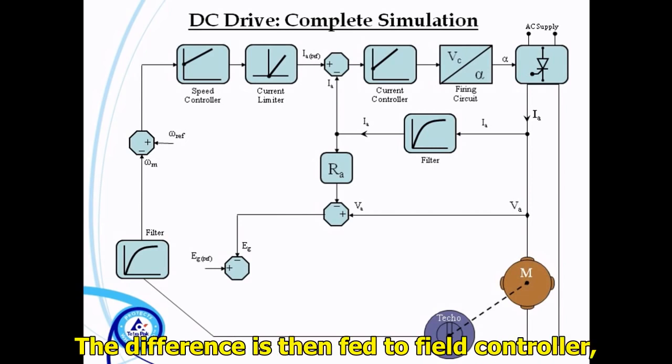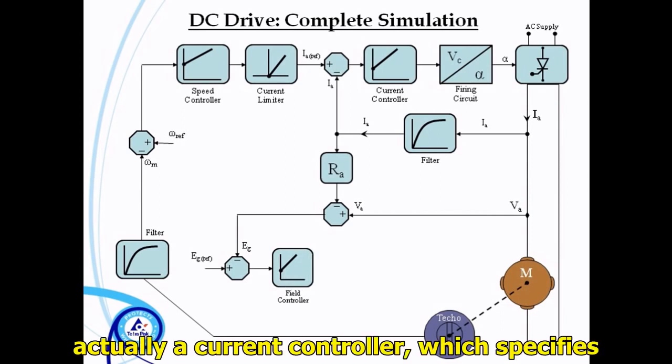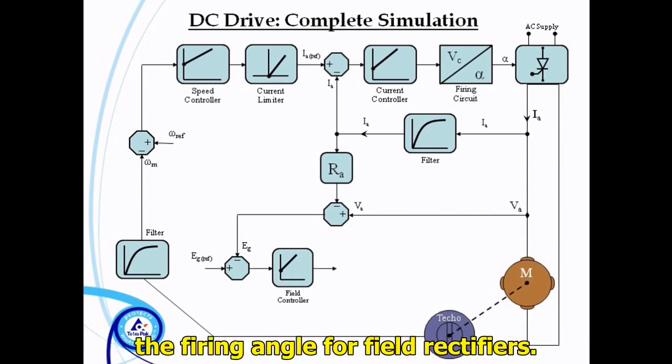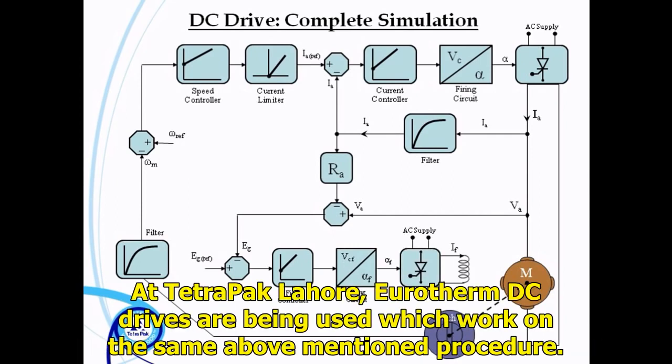speed. The difference is then fed to field controller, actually a current controller, which specifies the firing angle for field rectifiers. Hence, the power supply to field is controlled. At Tetra Pak Lahore, Eurotherm DC drives are being used, which work on the same above-mentioned procedure.